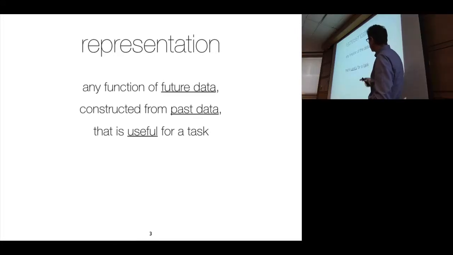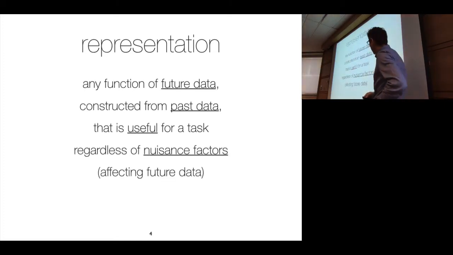So let me make this a little more concrete, because there are different types of data. The data you can use to construct a representation is past data, call it a training set if you wish. But I'm interested in accomplishing tasks in the future, and that will be based on data I haven't seen yet, so call this test data if you like. And of course, we need to agree on what we mean by useful, and we'll come to that in a second. And we want to be able to do so no matter what accidents affect future data that have nothing to do with the task.